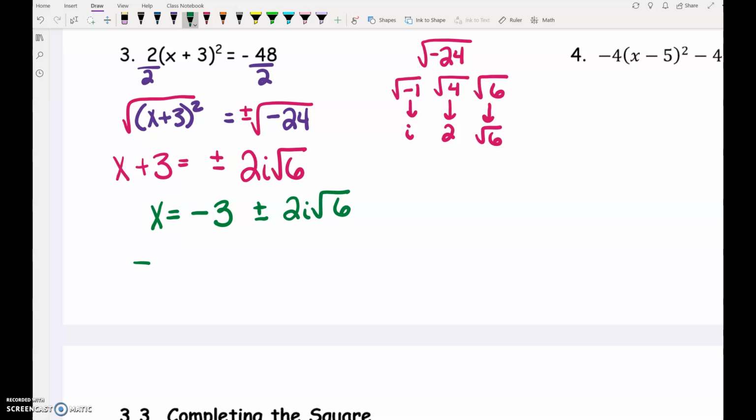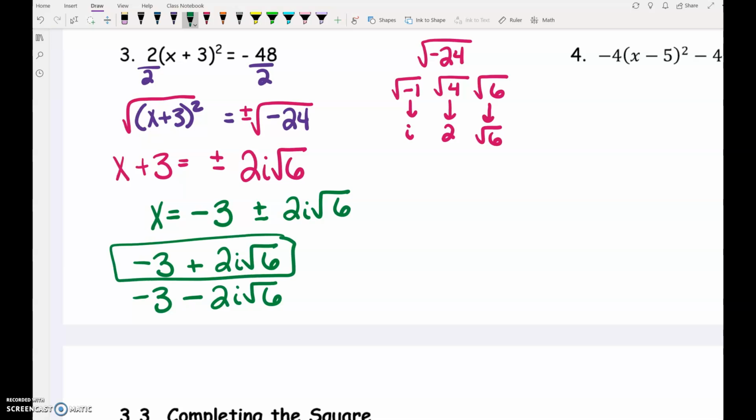So on your assignment today, you've got negative 3 plus 2i square root of 6, and you've got negative 3 minus 2i square root of 6. Those would be the answers that you would put into those two fields.